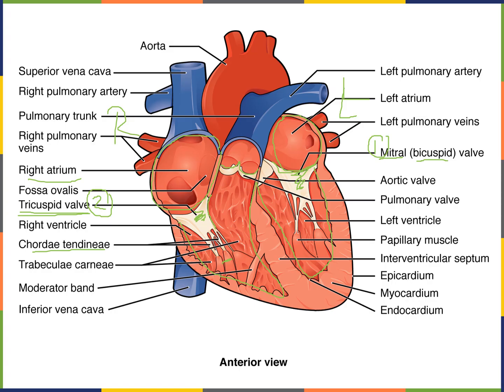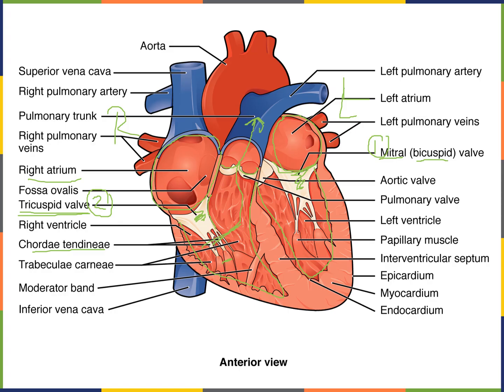The semilunar valves are found at the base of the blood vessels into which blood will go when the ventricles contract. So when the right ventricle contracts, that's this one, blood will be forced up here into this vessel, which is called the pulmonary trunk. A trunk is just a large vessel. It's called the pulmonary trunk because blood will go to the lungs.